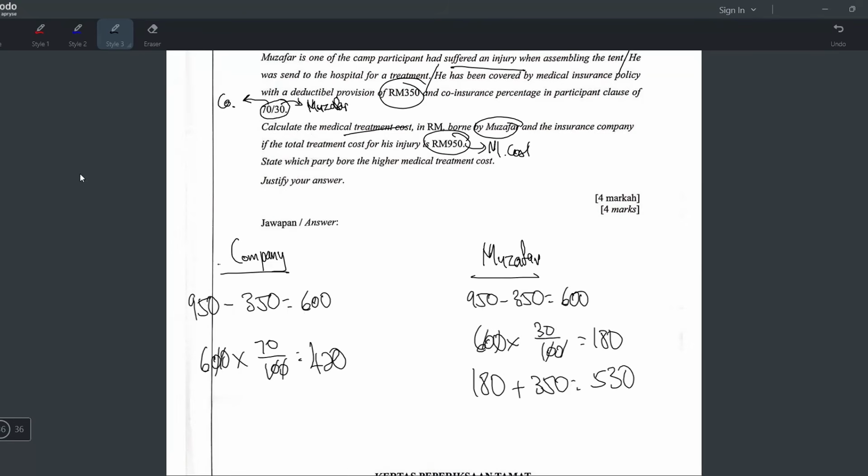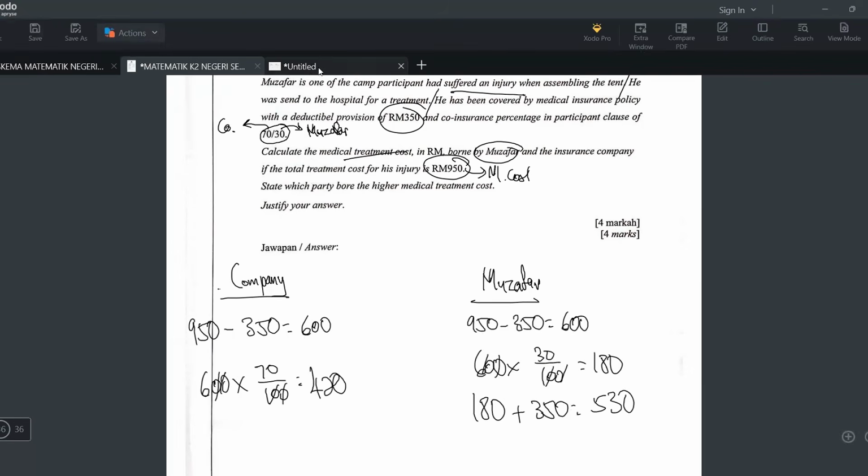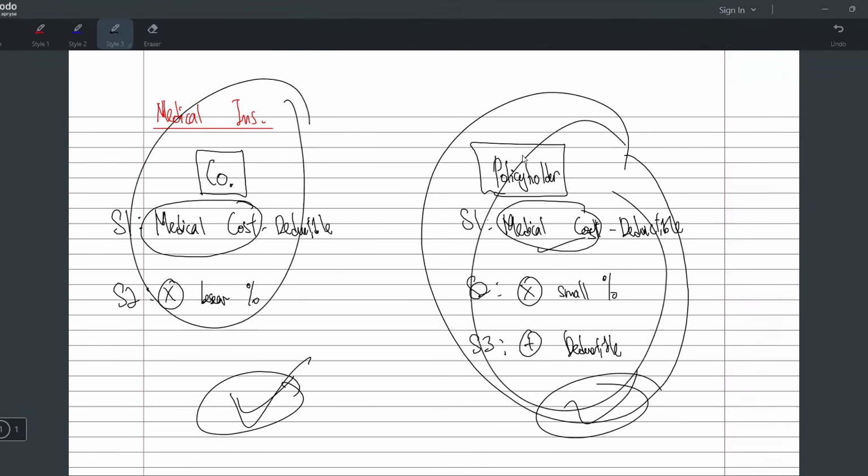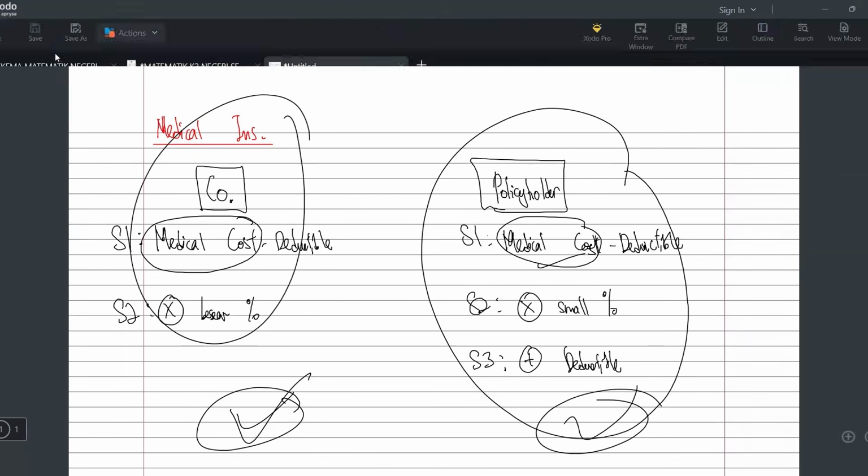Okay, sudah siap. Can you see how easy it is for me? And you know why? It's because I have all this in my head. That's why. So if you all struggle medical insurance punya soalan, make sure you remember this. Okay, let's go back to the soalan.